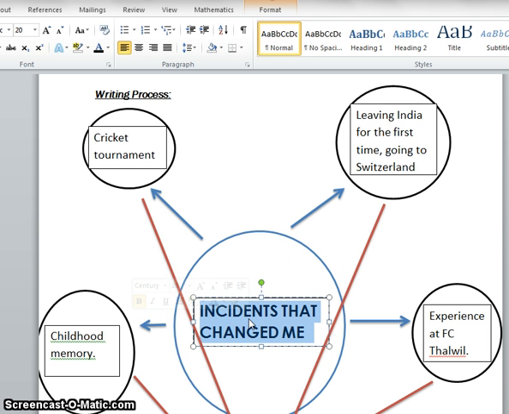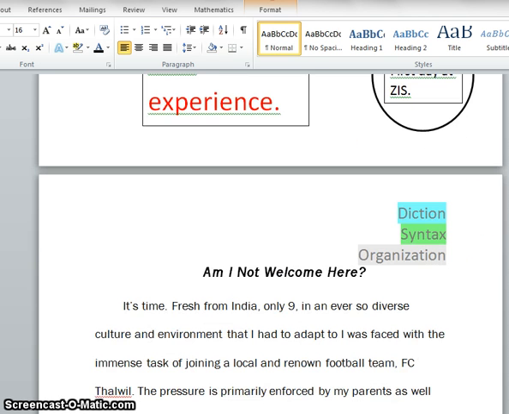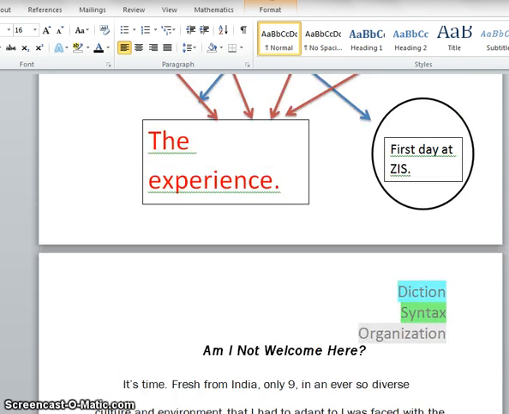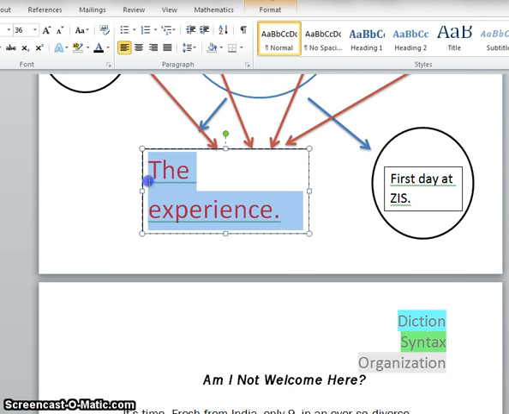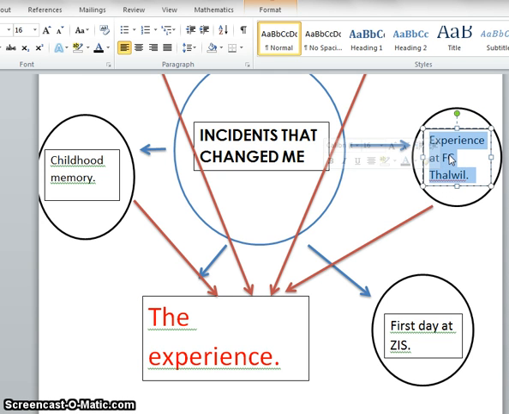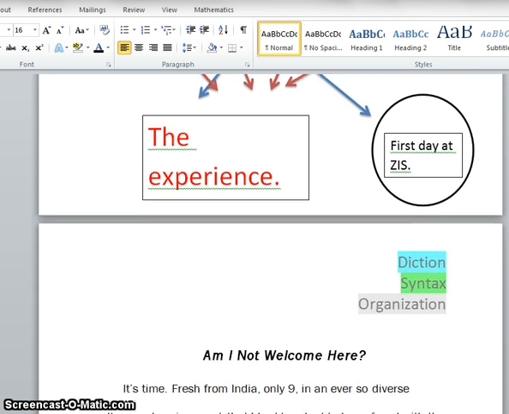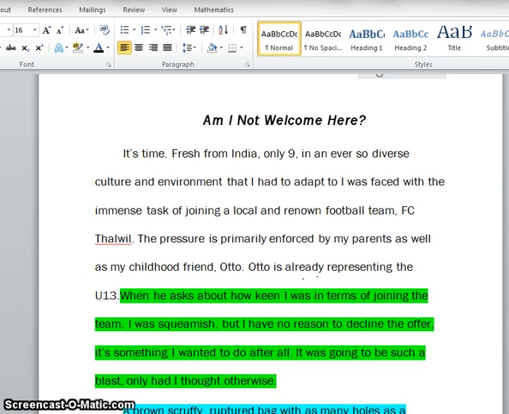I created a mind map, and so in the middle goes the most important idea, and in this piece was the incident that changed me. And here I have listed five different incidents that have occurred to me, and the most important part was the experience at the end. And this experience really highlighted everything that occurred. The incident that I went with was my experience at a local football club in Talwil when I was around 9 years old, living in the first year here in Switzerland in a completely strange country.